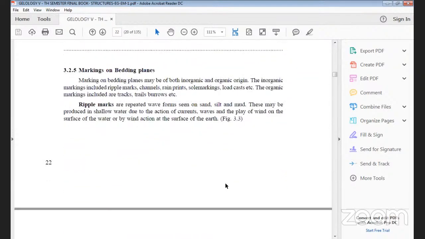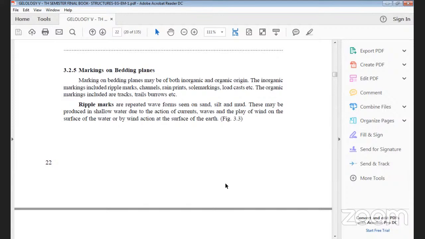And markings on bedding planes. The markings on bedding planes may be of both inorganic and organic origin. The inorganic markings include the ripple marks, the channels, the rain sole markings, and load casts, and the organic markings include the tracks, trails, burrows, and so on. The ripple marks are repeated wave forms seen in sand and silt and mud also.